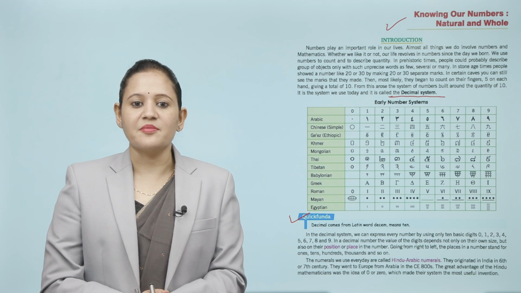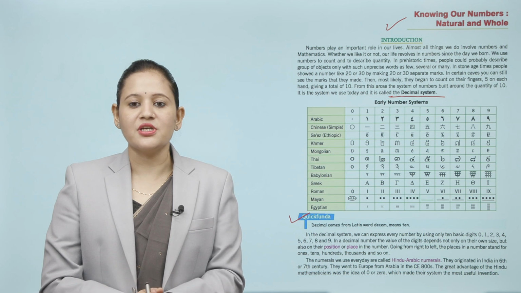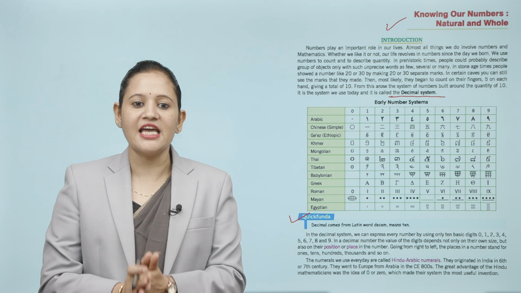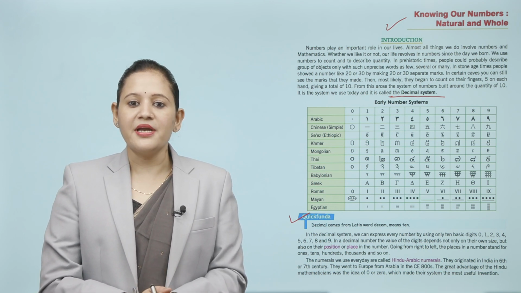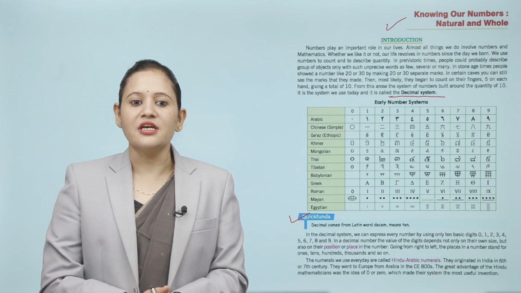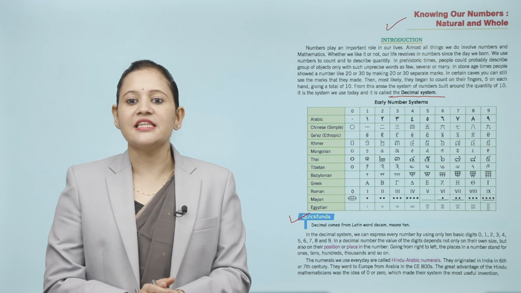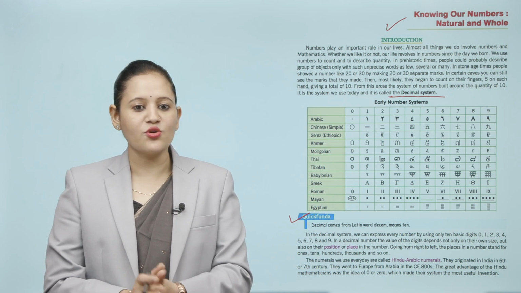In the decimal system, we can express every number by using only 10 basic units: 0, 1, 2, 3, 4, 5, 6, 7, 8 and 9. In the decimal number system, the value of a digit depends not only on its own size but also on its position or place. Going from right to left, the places in the number stand for ones, tens, hundreds, thousands and so on.